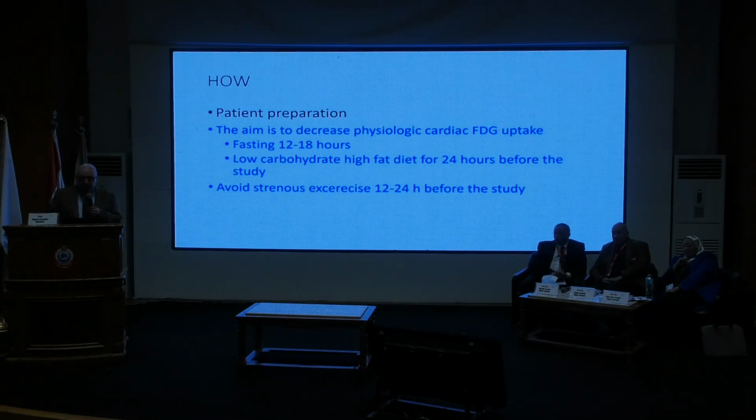We need the patient to fast more than usual. In normal FDG, we ask the patient to fast about 6 hours. Here we need the patient to fast 12 to 18 hours before the injection. And 24 hours before the study, we need the patient to have a high-fat, low-carbohydrate diet to increase the free fatty acids so the myocardium will shift to and take its metabolism from the fatty acids. And of course, avoid strenuous exercise for 24 hours.